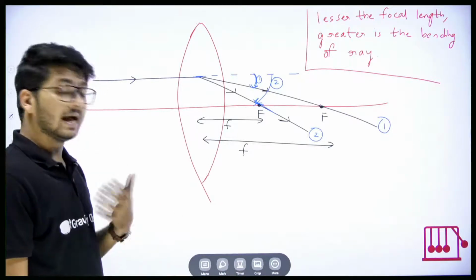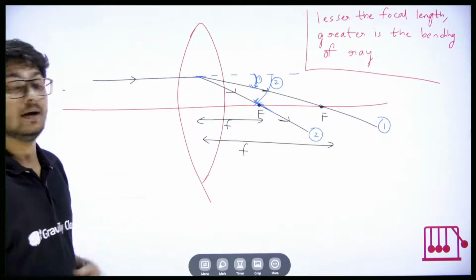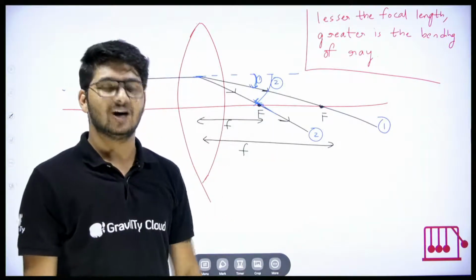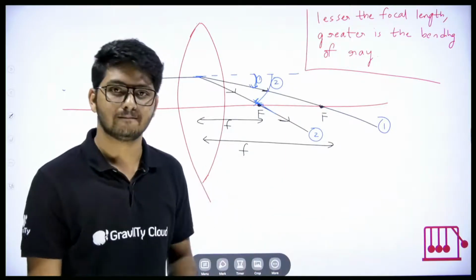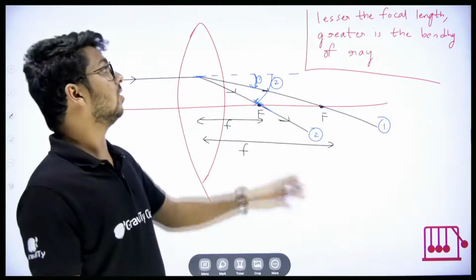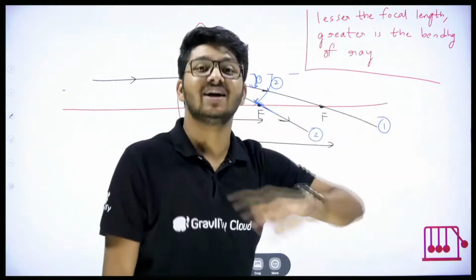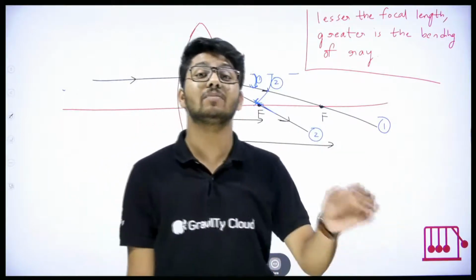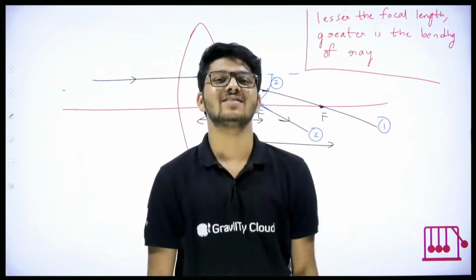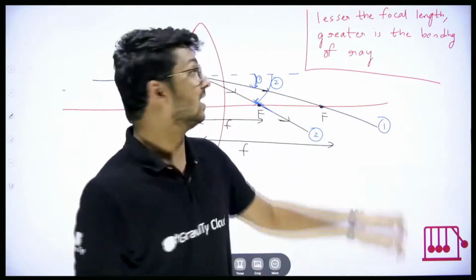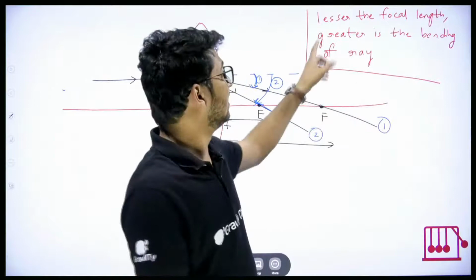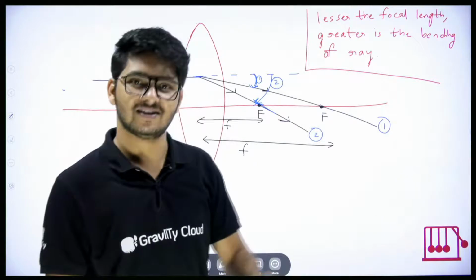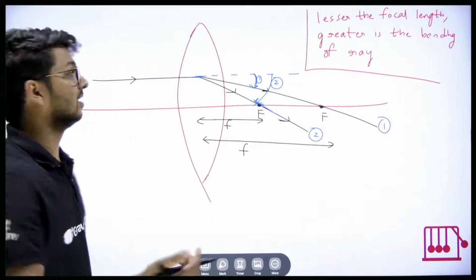Clear? And what is power? Power measures the amount of bending of ray. How much can a lens bend a ray? So, greater the bending of ray, greater the power, because power measures what? The bending of ray. That is the reason. So we can say that lesser the focal length, greater is the bending, and that means greater bending will mean greater power. So lesser focal length, greater power.